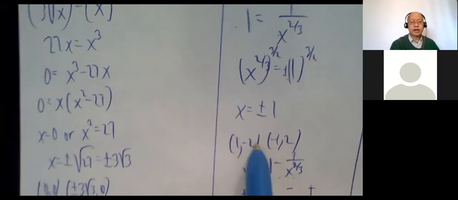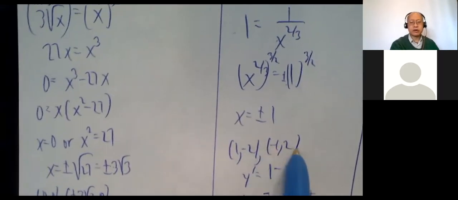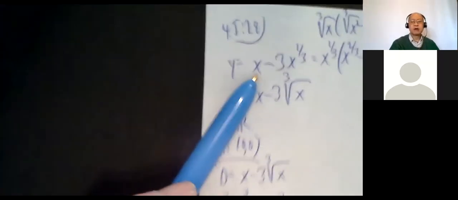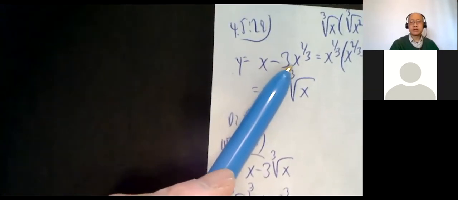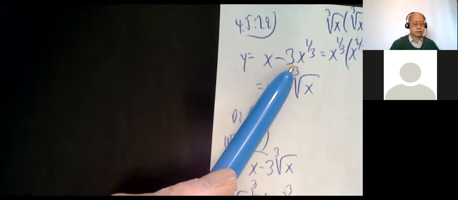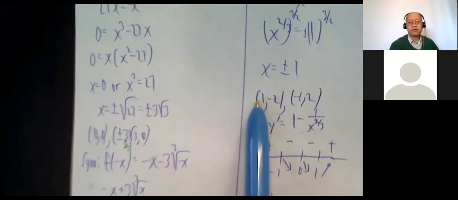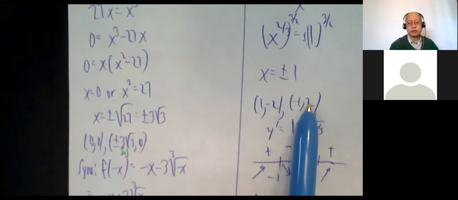When you plug in 1, you get negative 2, and when you plug in negative 1, you get 2. Let's double check that. Plug in 1 here and a 1 here, I have 1 minus 3, which is -2. And when you plug in -1, I'll just appeal to symmetry. Since I have symmetry with respect to the origin, if I have 1, -2, that gives me -1, 2.